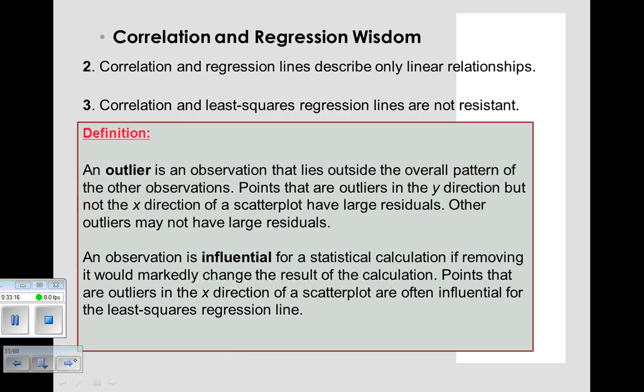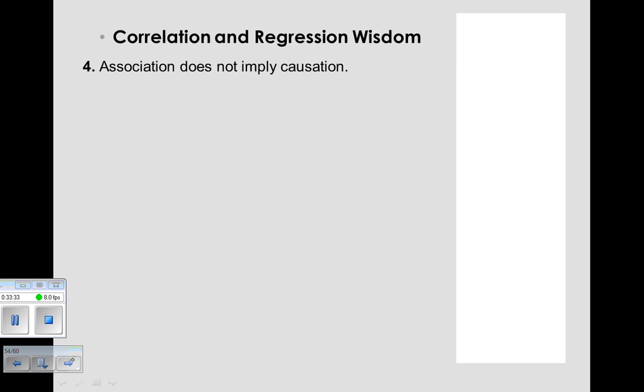An outlier we've talked about. An observation is influential for a statistical calculation if removing it would markedly change the result of the calculation. Outliers are often influential, but so could other points. Association does not imply causation.